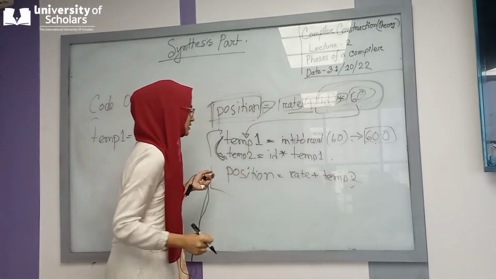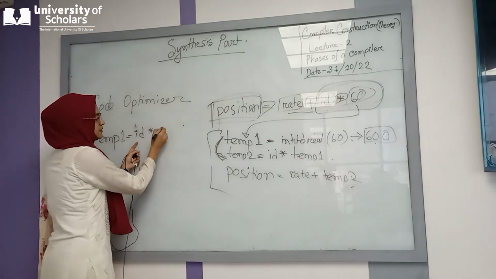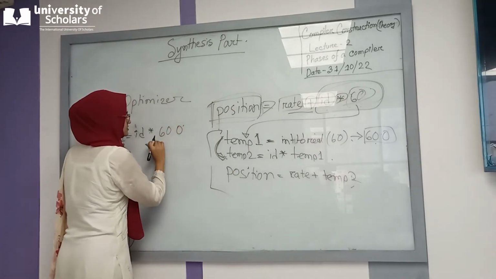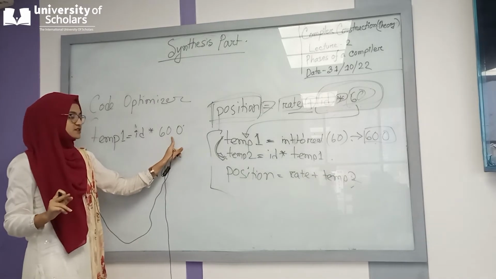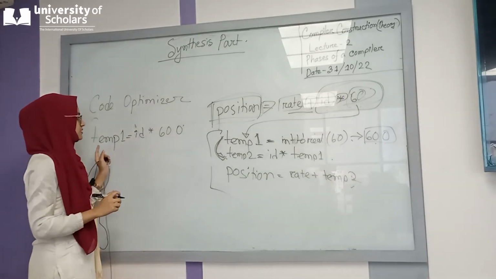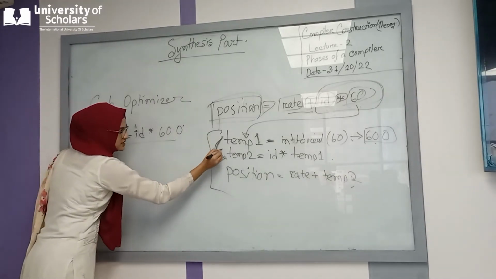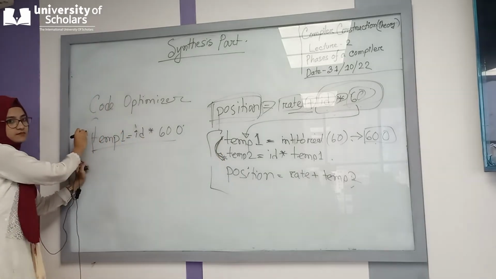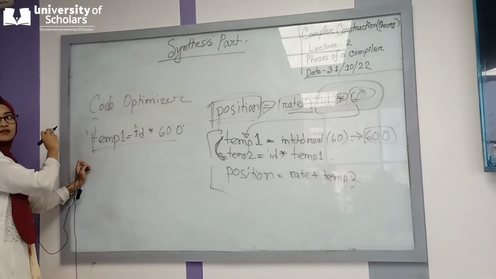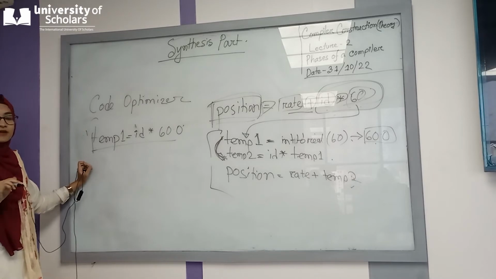60.0. So, ID will be multiplied with 60.0. If we multiply it with this, then it is already converted into the real. Okay. So it's done. Two lines are done in a single line. Get it? You don't get it? Okay.